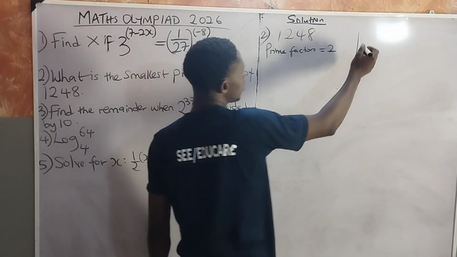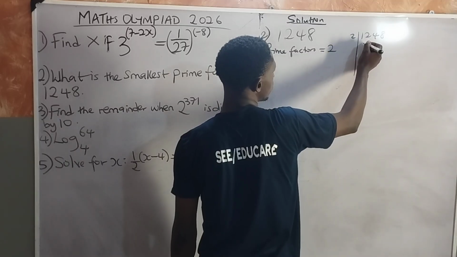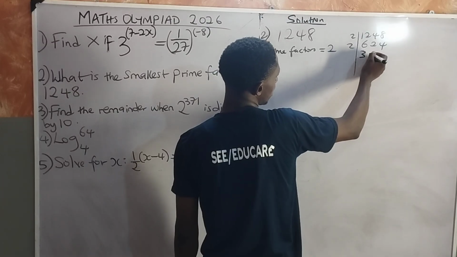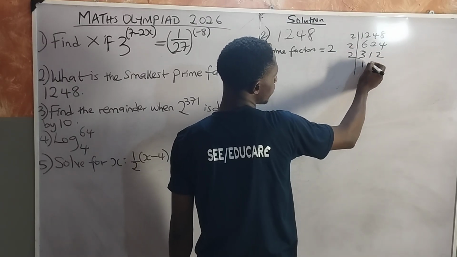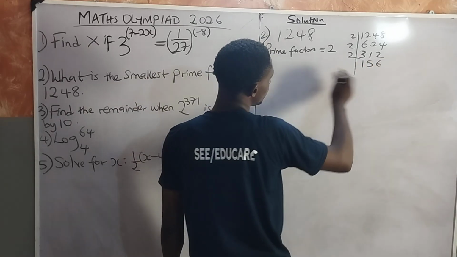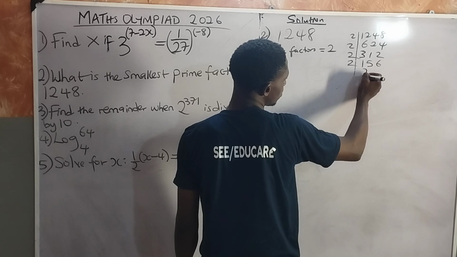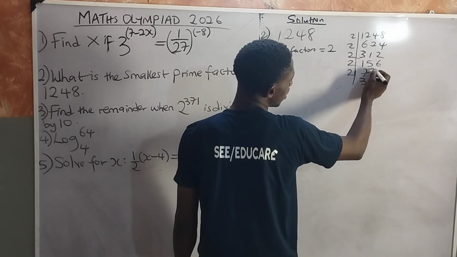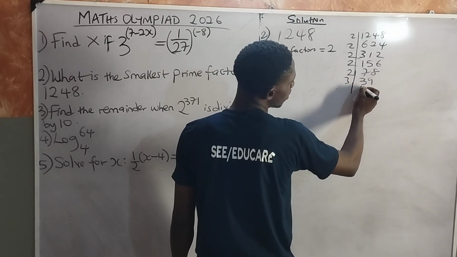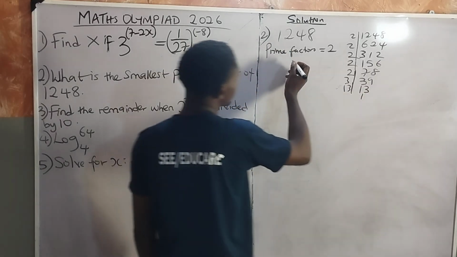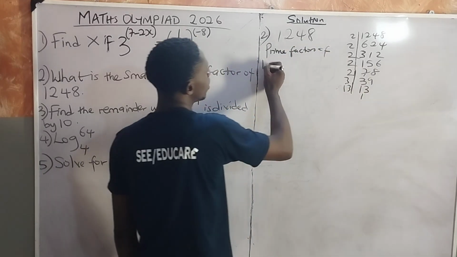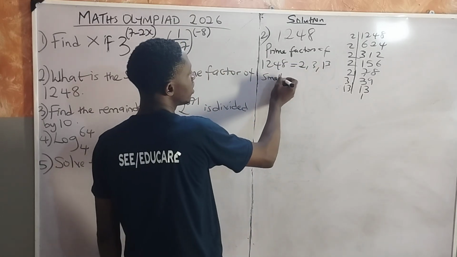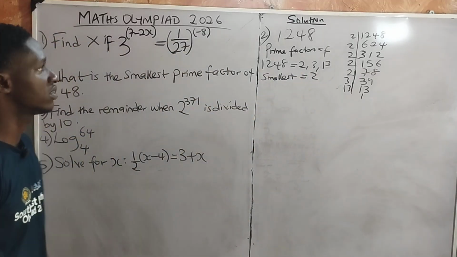But in case they ask you another question, you can do 1248 divided by 2, which is 624. Then 624 divided by 2 is 312. Then 312 divided by 2 is 156. Then 156 divided by 2 is 78. Then 78 divided by 2 is 39. Then 3 into 39 is 13, and 13 into 13 is 1. So the prime factors of 1248 are 2, 3, and 13. But the smallest is 2, and that is the answer.